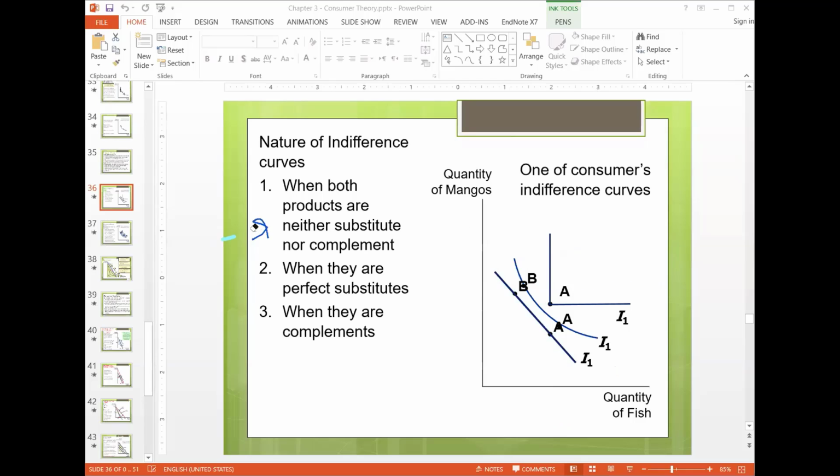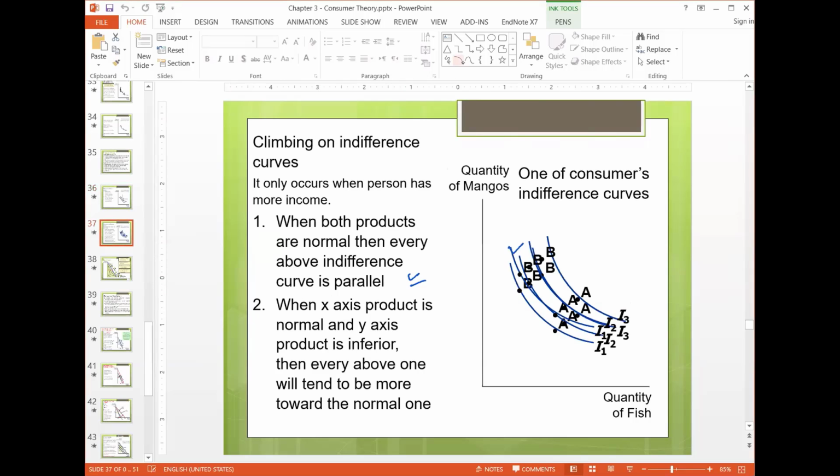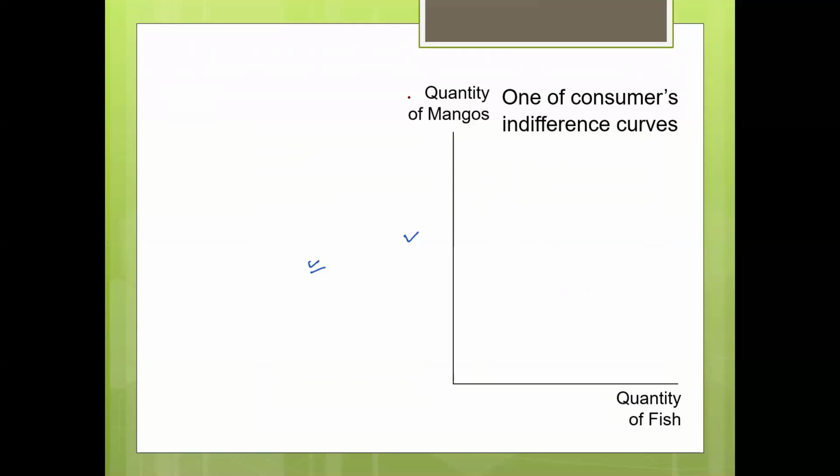For the case where they are not substitutes or complements, like the example we discussed, mangoes and fish, it will be the standard curve. And if they are substitutes, meaning they can be used alternatively, it will be a straight line. So these are the three types. We will do an activity on it later on. Then there is, let me do the screen share here. What we are discussing there is the nature of indifference curves and how they shift.